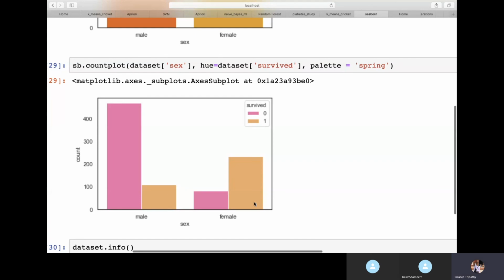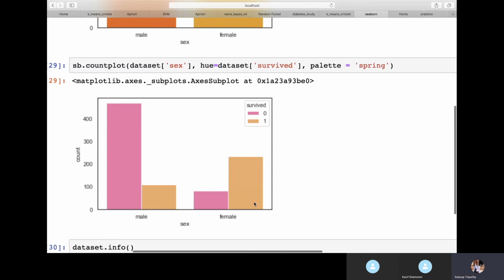Okay, done. Now you can do the same thing for P class. Suppose I want to find out with respect to P class how many people survived. P class tells me if a person was rich or poor. P class 1 means platform 1, like class 1, that means that person was rich, and P class 3 means platform 3. So you can do this kind of plot on that, and just let me know what you figured out from that plot.